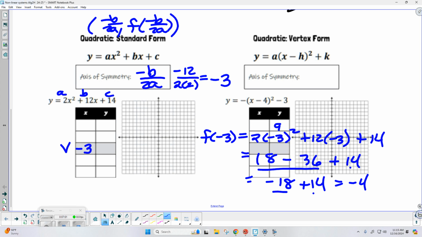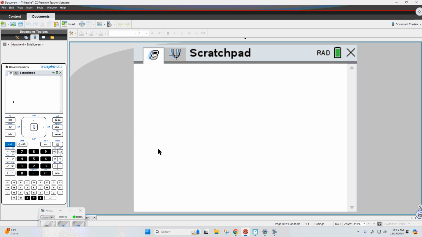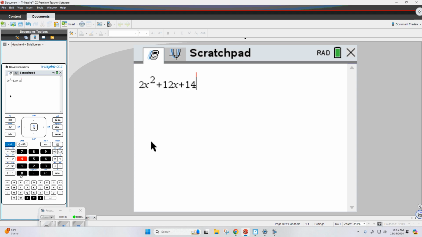Okay. Now, I didn't show you this before, but I want to go ahead and show you a really fast way to go ahead and work with these functions if you need to evaluate at a given x. This is going to be really cool. Everybody got a calculator? Okay, go ahead and turn that on. And let me show you. So you see this right here, 2x squared plus 12x plus 14? We're going to store that in the calculator. Let me show you what I mean. So go to your scratch pad, and let's just type in the function. So 2x squared plus 12x plus 14. Okay, I'm just going to type it in exactly as I see it.